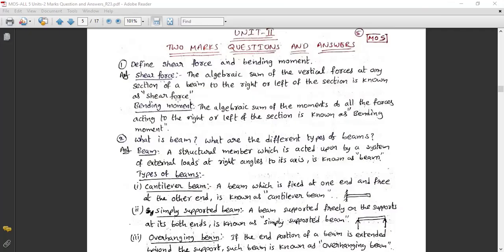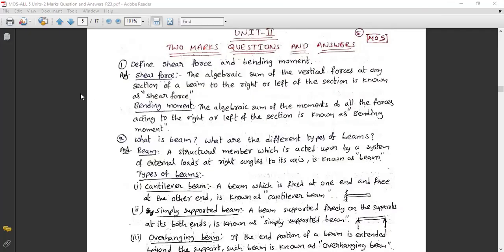So what is the question here? The first question is: define shear force. What is the shear force and bending moment? Shear force is nothing but the algebraic sum of vertical forces at any section of the beam.